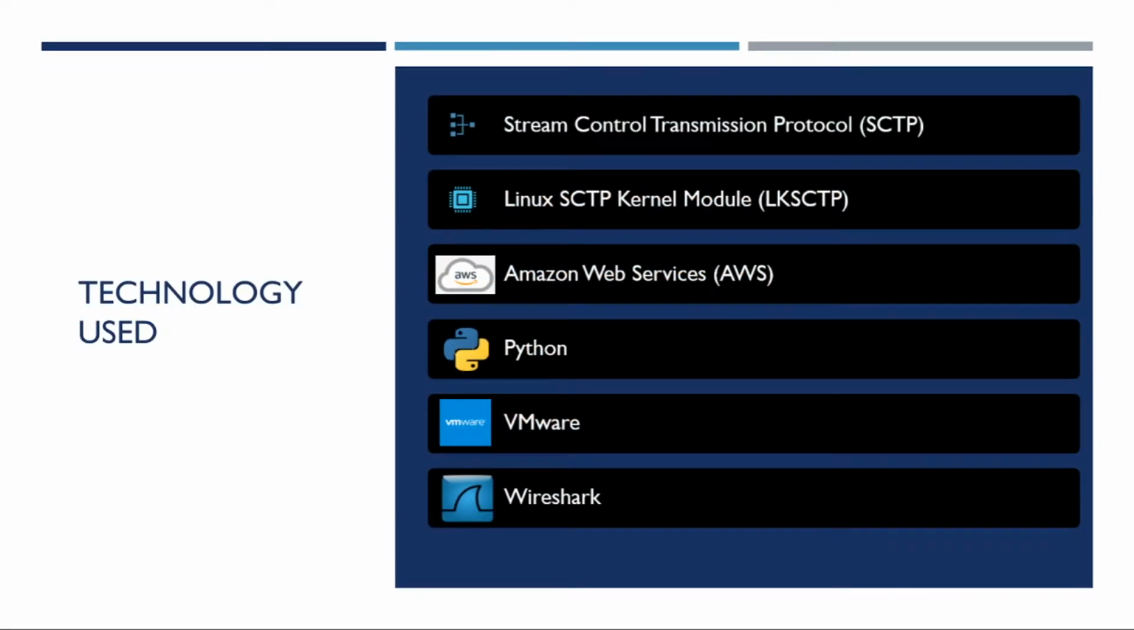So the technologies that I've used, I will cover in more detail in this section. The first technology is the Stream Control Transmission Protocol, SCTP, the Linux SCTP kernel module, Amazon Web Services, Python, VMware, and Wireshark.